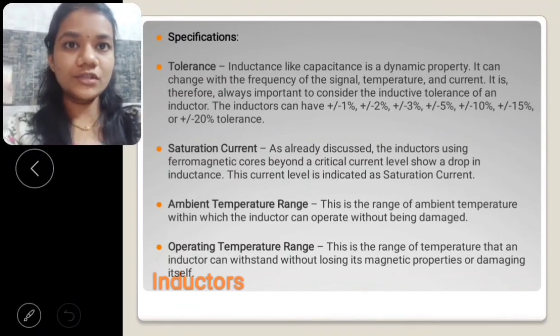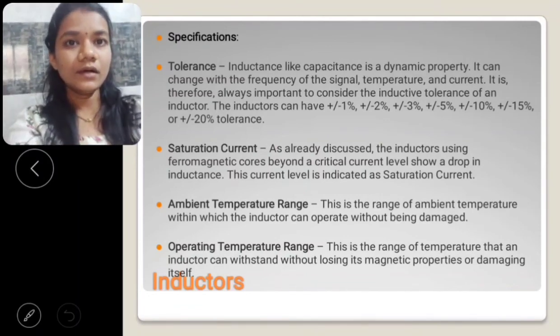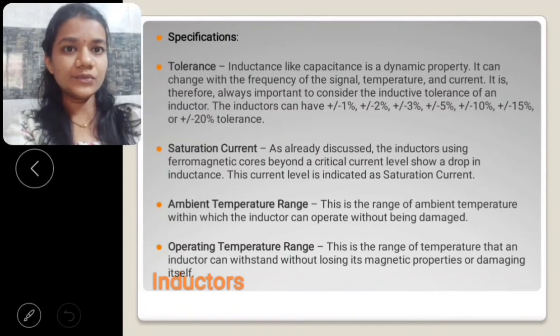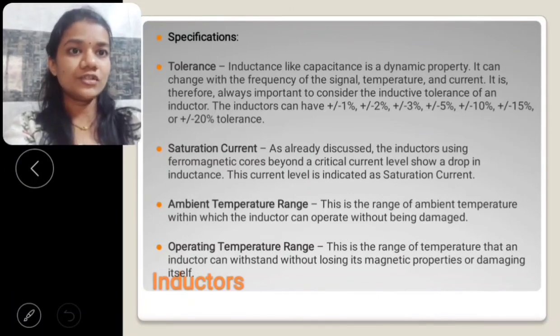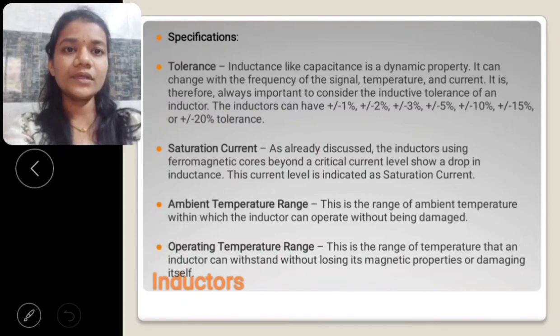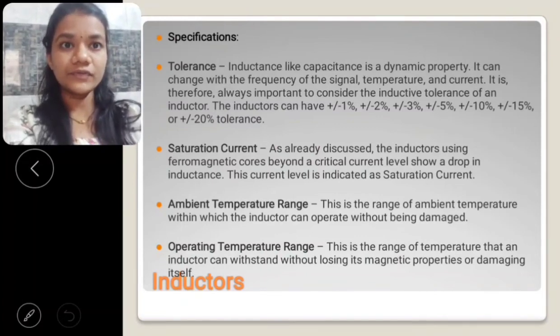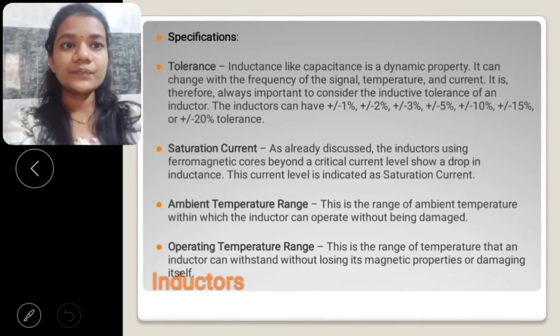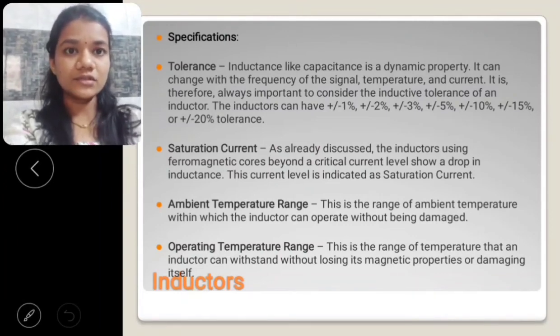Then next is saturation current. As already discussed, an inductor using ferromagnetic cores beyond the critical current level shows a drop in inductance. This current level is indicated as the saturation current. So we know that for a certain condition, beyond the critical current level, there is a drop in inductance. That current level is nothing but the saturation current.